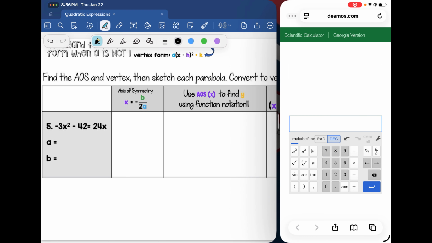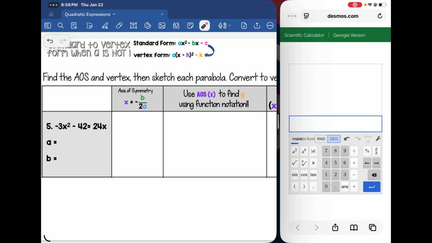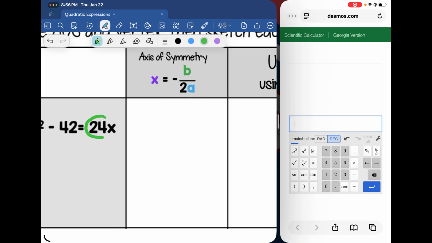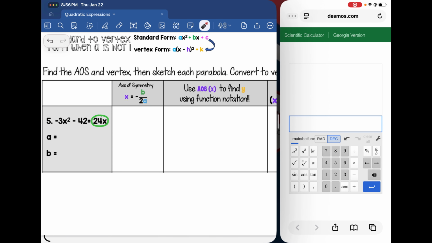All right, let's look at our last problem, which is another good problem because standard form is ax squared plus bx plus c. But when I look at this, it says negative 3x squared minus 42 is equal to 24x. So all of my terms are not even on the same side. So I need to get this term over here with the rest of them. Is it going to go first, last, or in the middle? And you should have said in the middle.